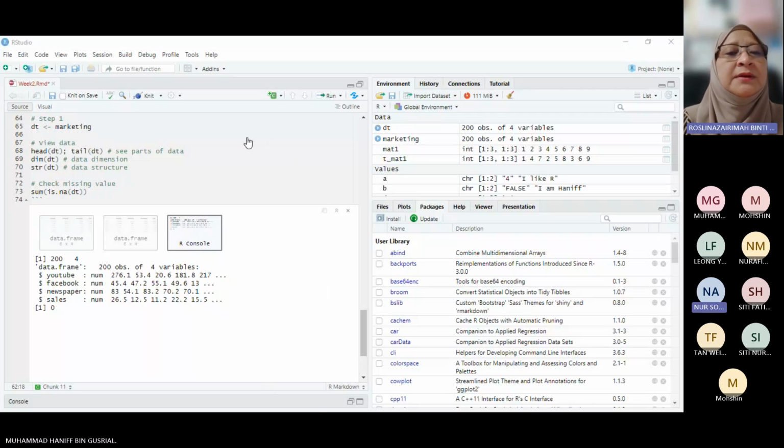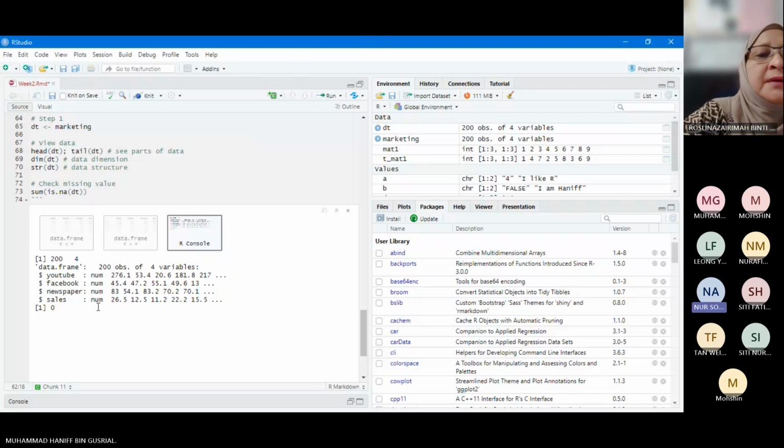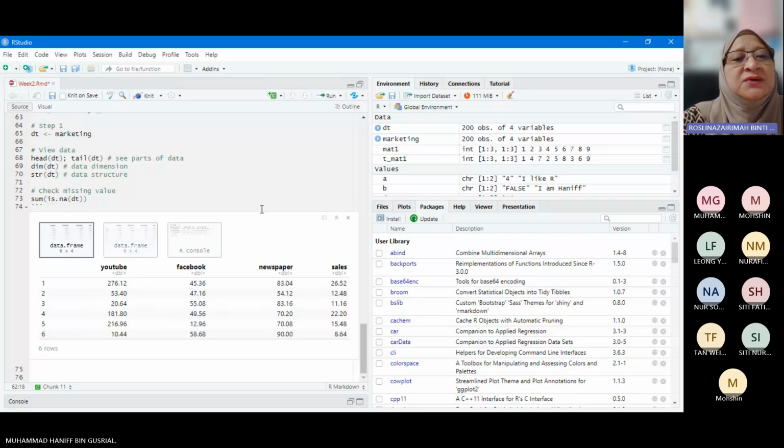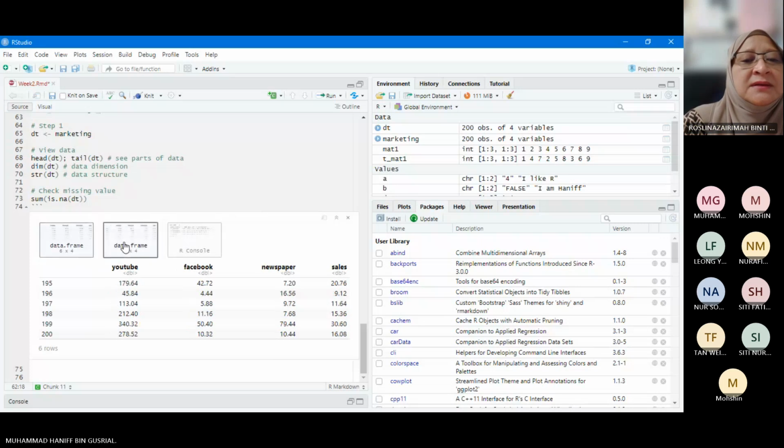Boleh, Doktor. Okay, good. Okay, now head, what do we mean by head? Can you go to the output on the left? Yes, that's right. Okay, so this is our data when you use head. This is the first 6. Okay, go to the next one.